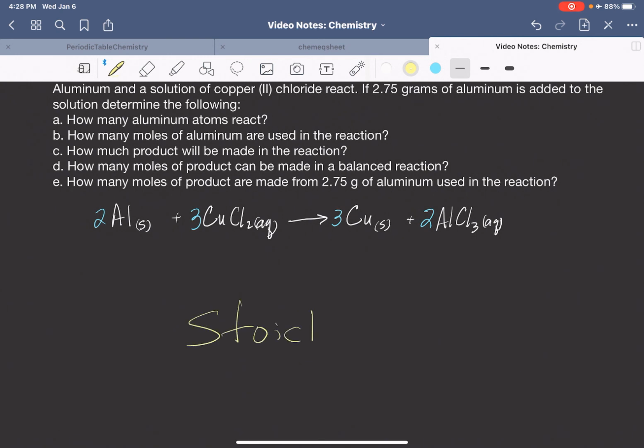So all of this fancy stoichiometry, and this is pronounced, again, stoichiometry.